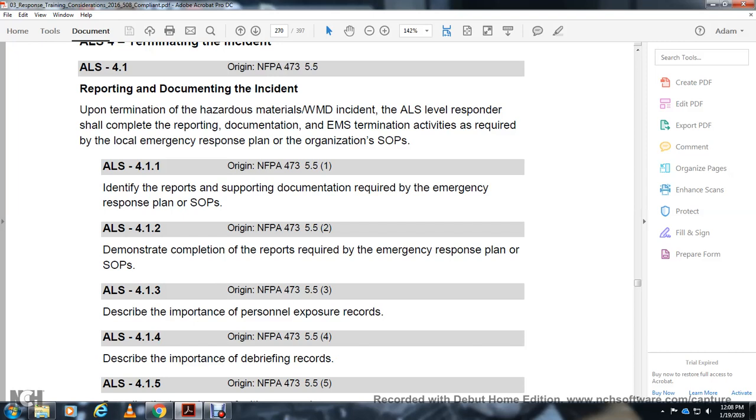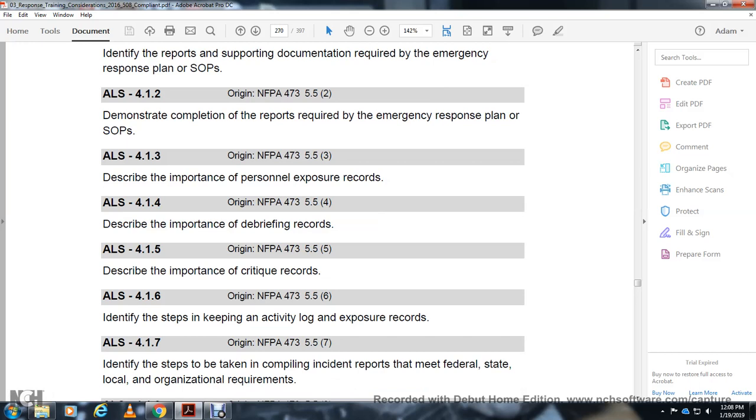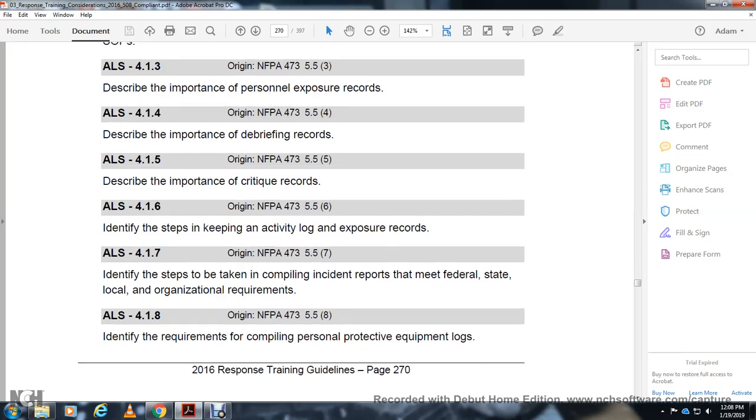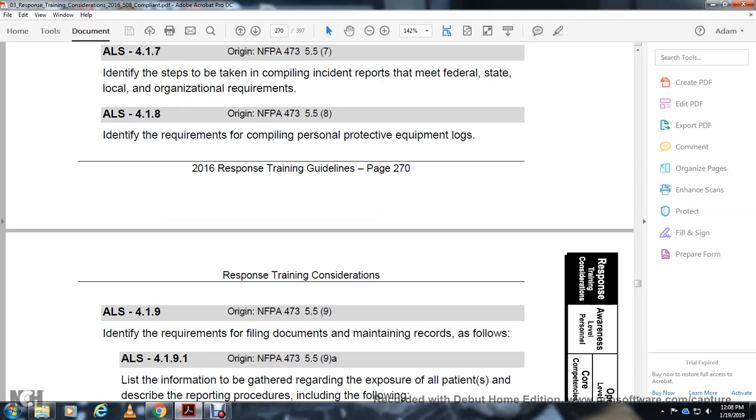Describe the personal exposure record. Describe the importance of the debriefing record. Describe the importance of the critique record. Identify the steps for keeping the active exposure records. Identify the steps to be taken to comply with the incident requirements of federal, state, and local organizations. Identify the requirements of complying with personal protective equipment laws. Identify the requirements of filing documents and maintaining records.